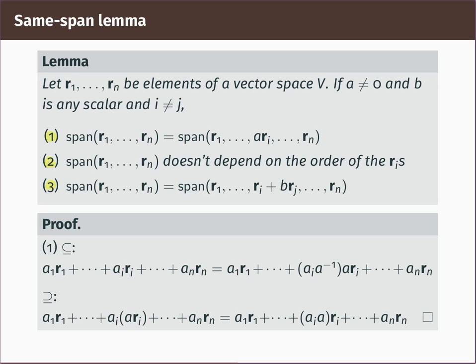If R1 up to Rn were the rows of a matrix A, then these vectors are the rows of A, so their span is the row space of A. What we have on the left-hand side of each of these equalities is the row space of A.